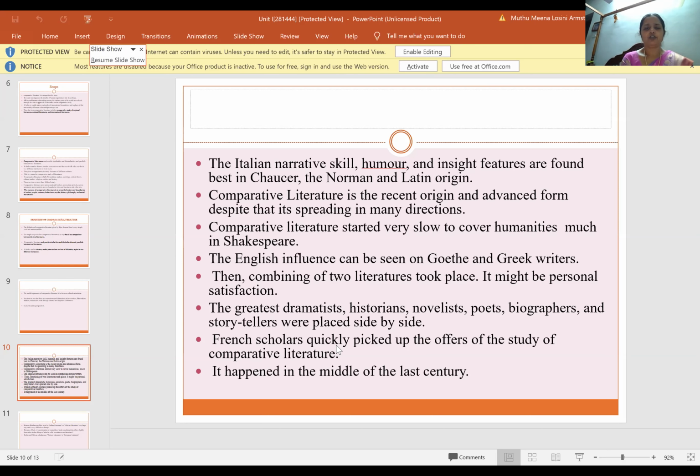Then, the combining of two literatures took place. It might be personal satisfaction. The greatest dramatists, historians, novelists, poets, biographers, and storytellers were placed side by side. French scholars quickly picked up the study of comparative literature. It happened in the middle of the last century.